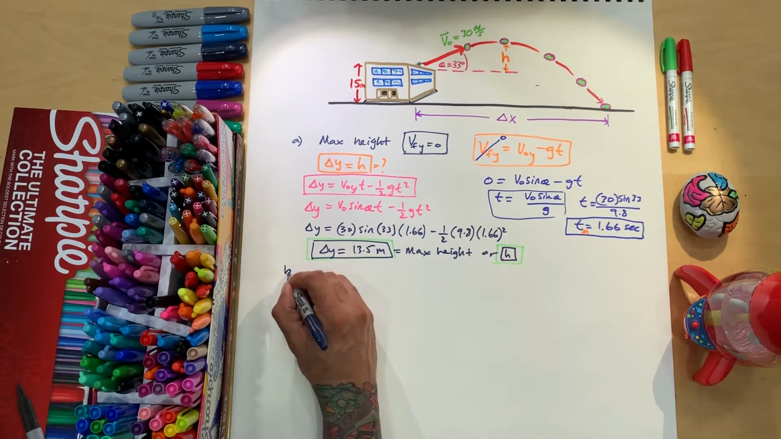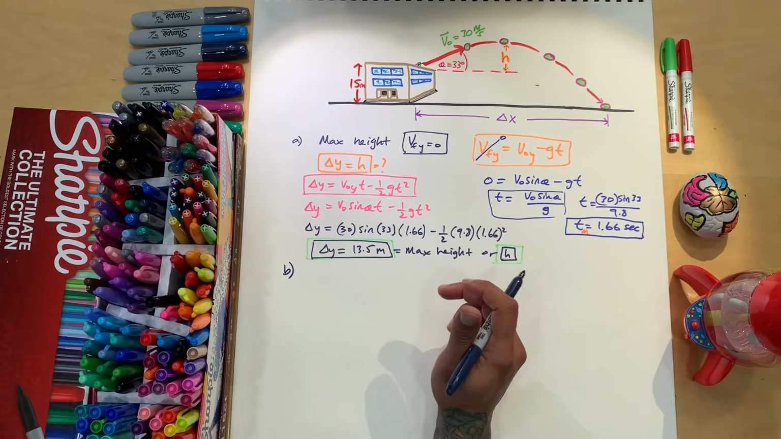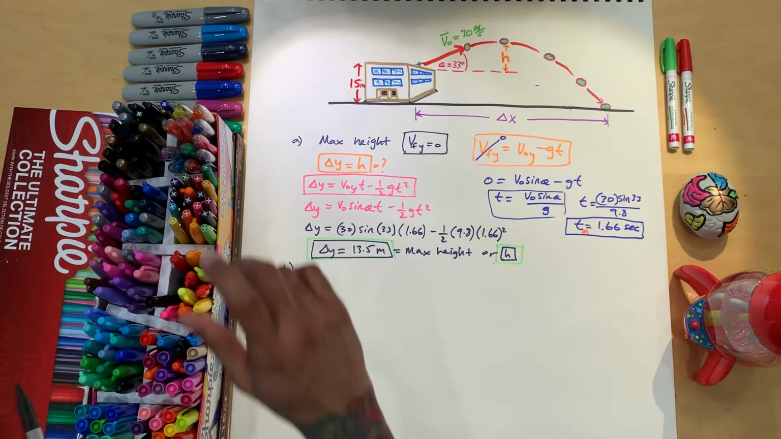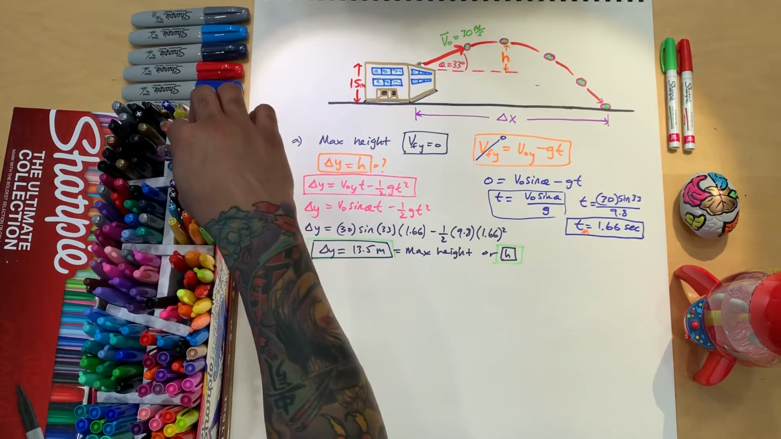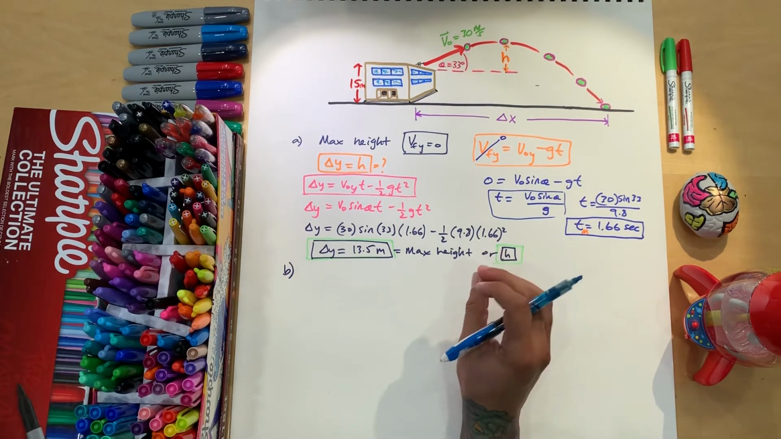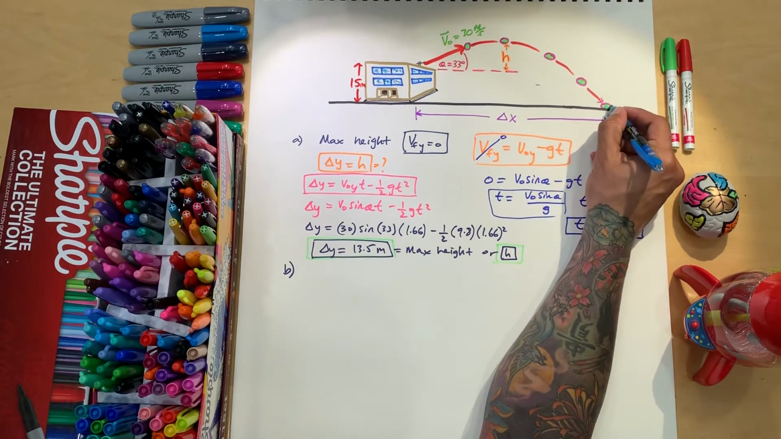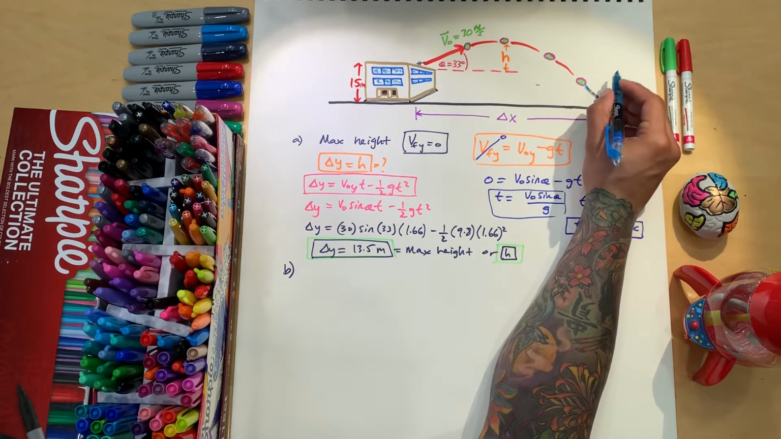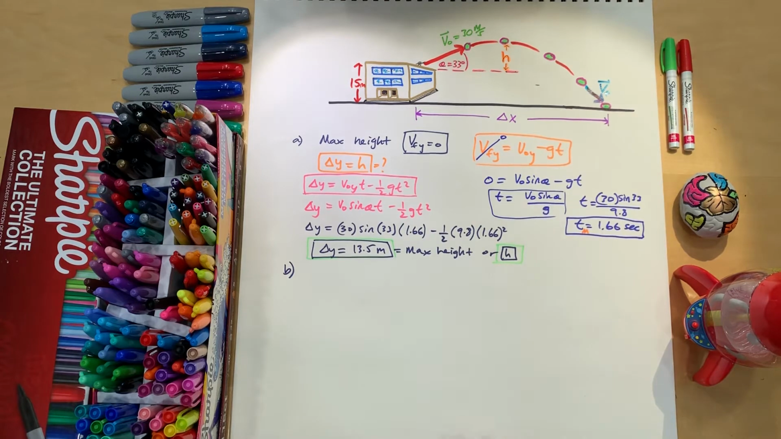Now let's move on. B. What is the speed of the rock just before it hits the ground? Let's highlight that area so we know clearly what's going on there. It says the speed of the rock just before it hits the ground, so we want to know the speed of the rock, meaning this velocity here, velocity final.